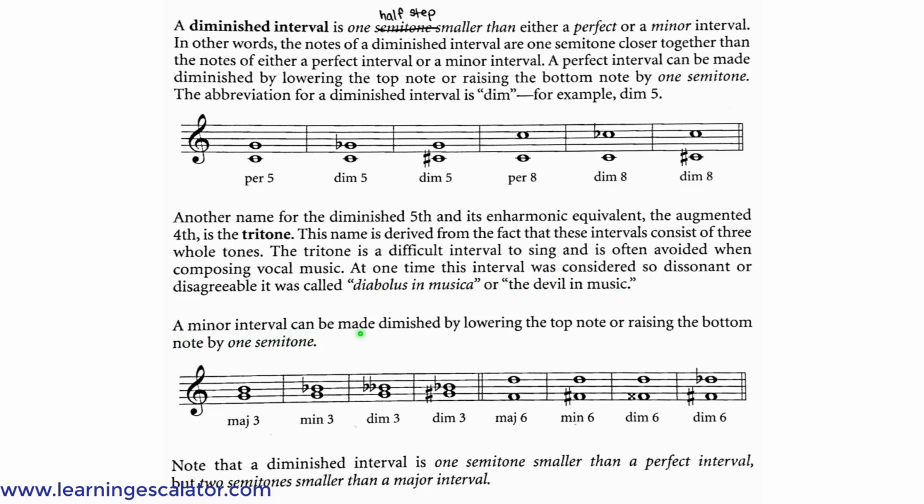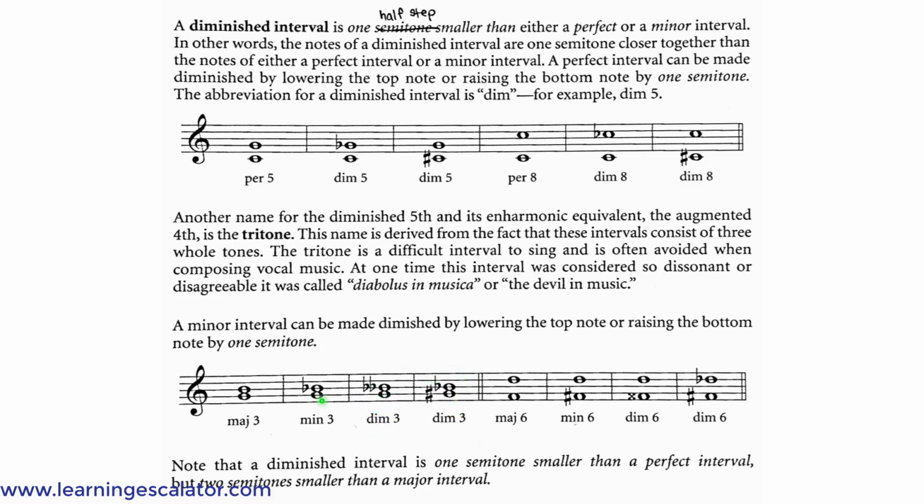A minor interval can be made diminished by lowering the top note or raising the bottom note by 1 semitone or 1/2 step. So this is a major third. A minor third, you could lower the top note, so it's G to B flat, and if you want it to be diminished, then you can lower the top note again, so it'd be G to B double flat. And even though B double flat is equal to A, you can't write it as G to A because that would be called a major second, which is equivalent to this, but it's not allowed.